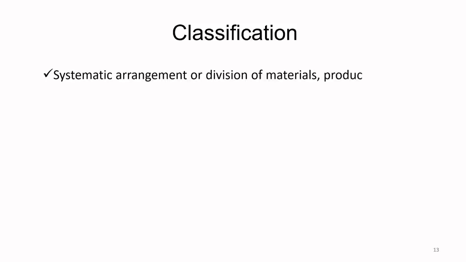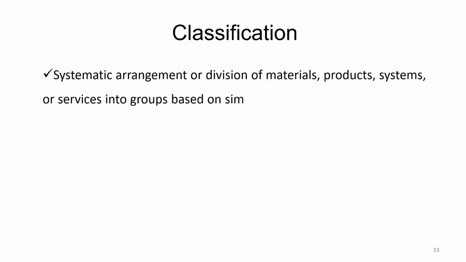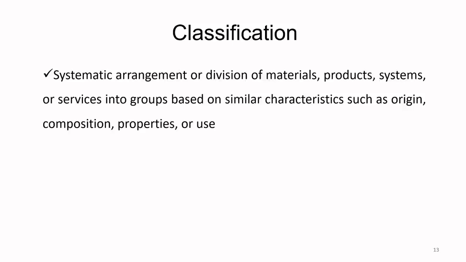And then we have classification. A classification is fairly simple. It is something that we have been seeing since our childhood days in chemistry, in biology, in any of the subjects. Classification is mostly the systematic arrangement or division of materials, products, systems or services into groups based on similar characteristics such as origin, composition, properties, or use.